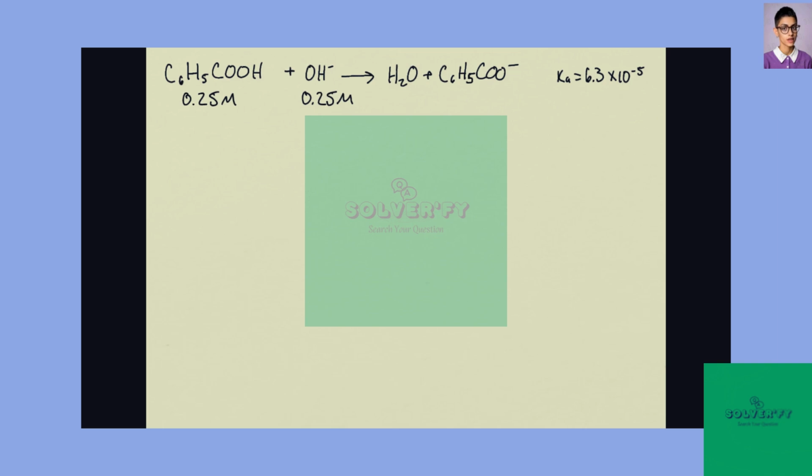So first, 0.25 molar C6H5COOH and 0.25 molar OH minus will react to form 0.125 molar C6H5COO minus. This is because we'll have an equal amount of moles to the original C6H5COOH, but the volume will double since we're adding the same amount of C6H5COOH and OH minus. So now we just have a weak base problem here.